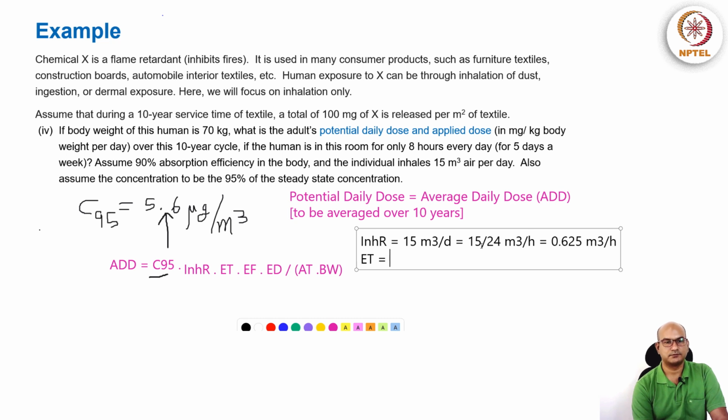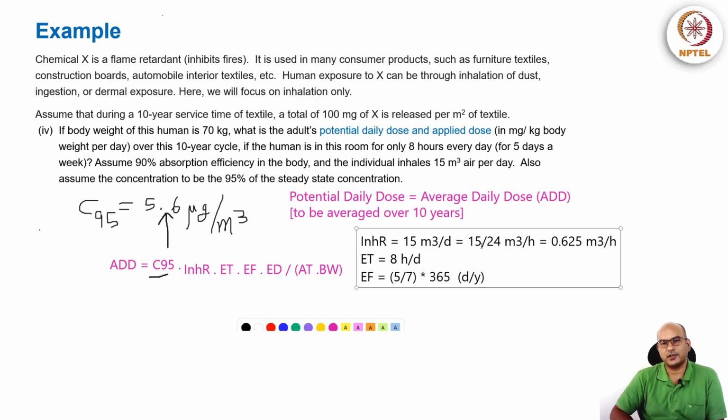Exposure time is 8 hours per day. Exposure frequency is how many days per year? 5 days a week. So exposure frequency becomes 5 by 7. So in 7 days, 5 days are occupied. So 5 by 7 multiplied by 365, these many days per year, because every 7 days only 5 days are occupied. So the fraction is 5 by 7 multiplied with the total number of days in a year.